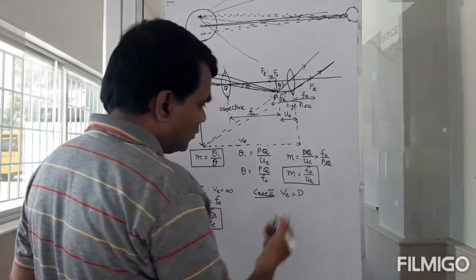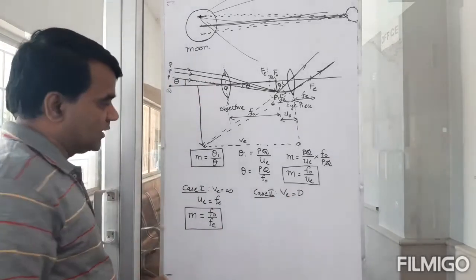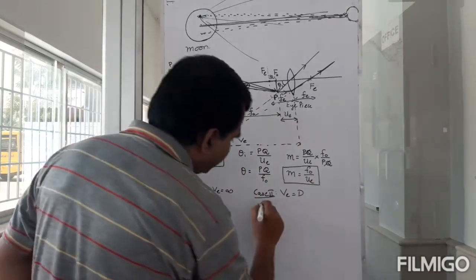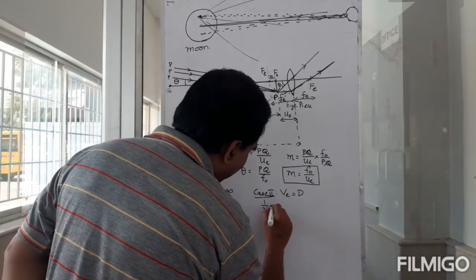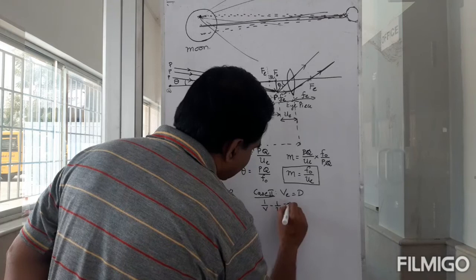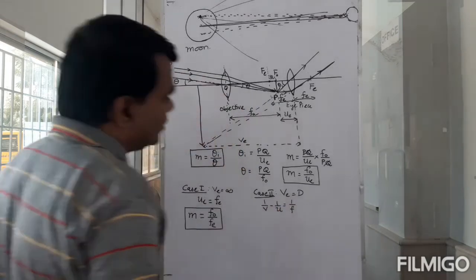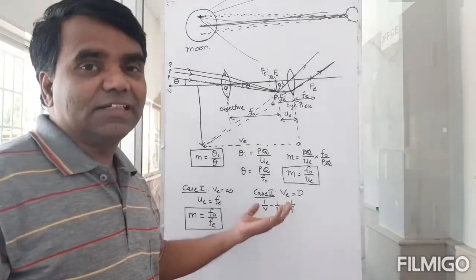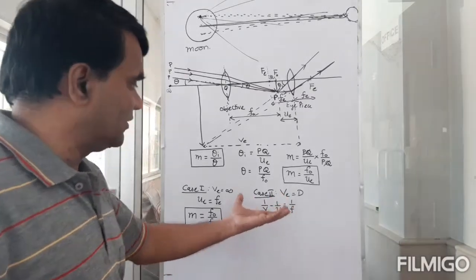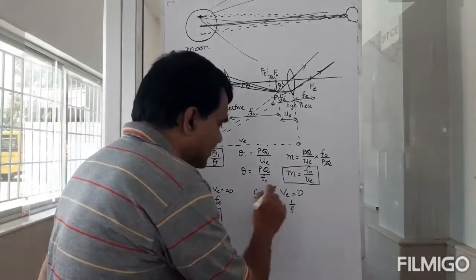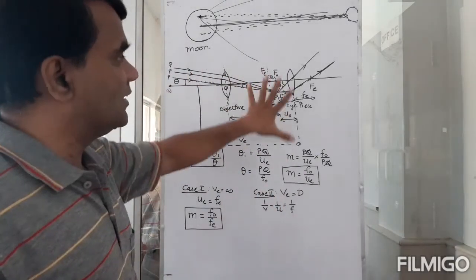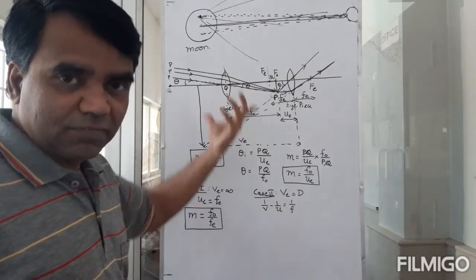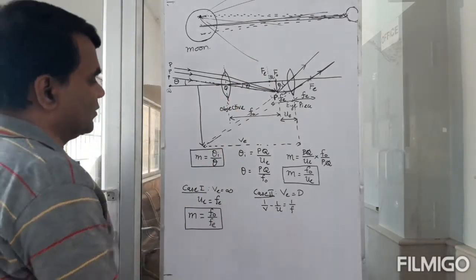Well, I can go ahead with the lens formula, which is 1 by V minus 1 by U equals 1 by F. You notice that these are with the sign convention. This formula is with the sign convention. But now I am considering things without any signs. I am just taking the absolute values. That's what I am doing here. So let's see what will happen.